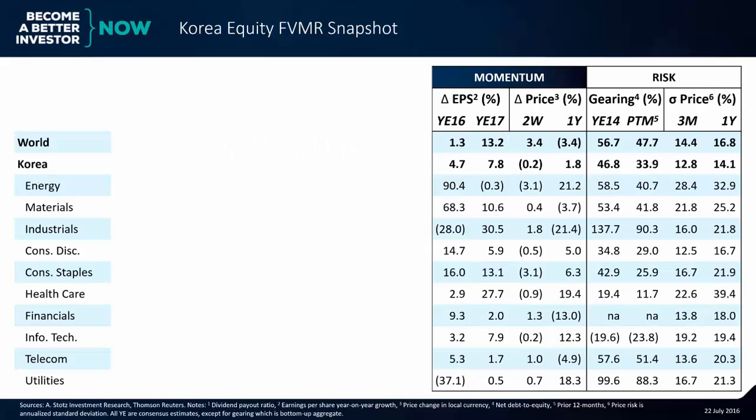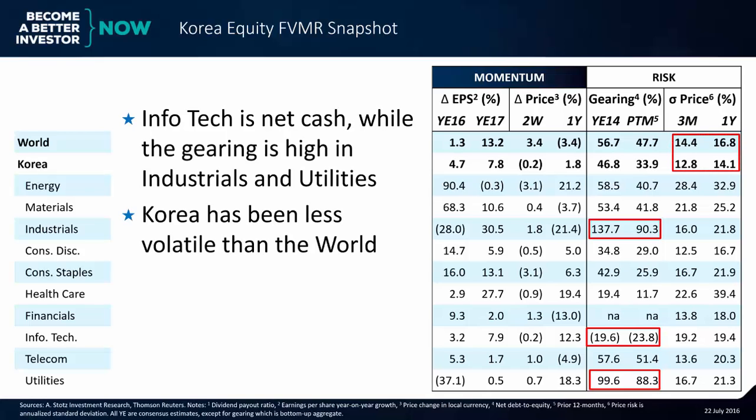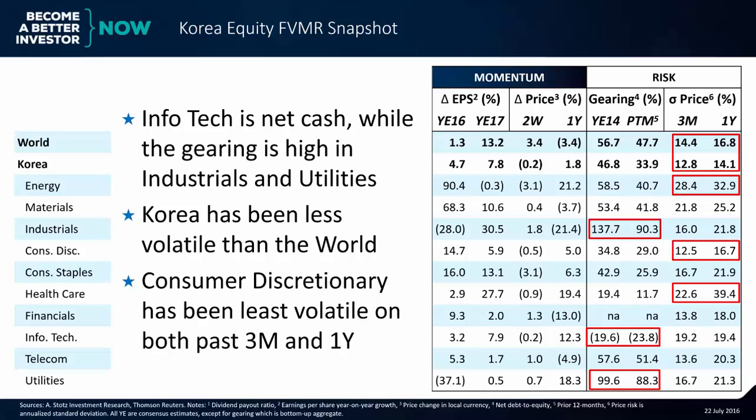If we continue on to risk, what we can see is that infotech is net cash, while gearing is high in industrials and utilities. And we can also see Korea has been less volatile than the world as far as volatility in the market. The high volatility sector is the energy sector. And also we can see volatility in the healthcare sector. Consumer discretionary has been least volatile on both 3 month and 1 year.